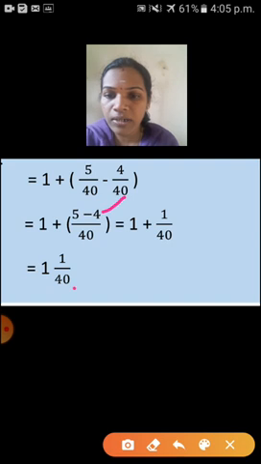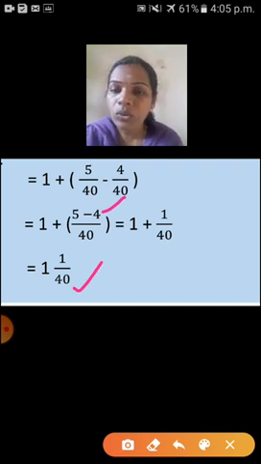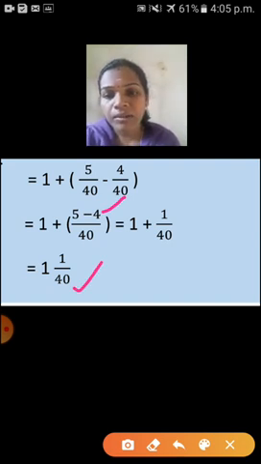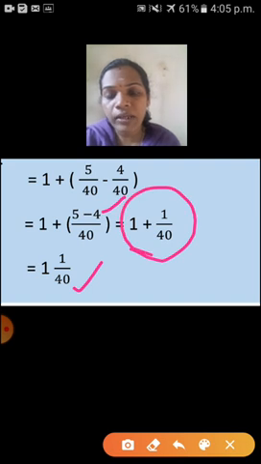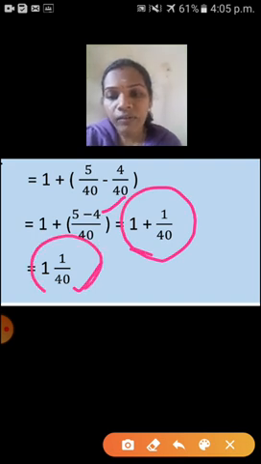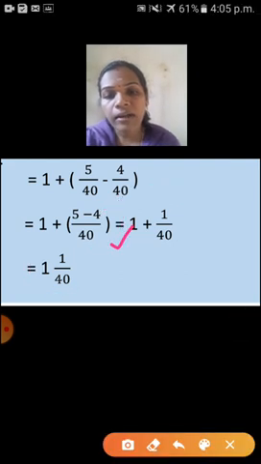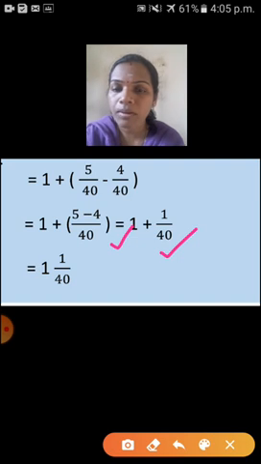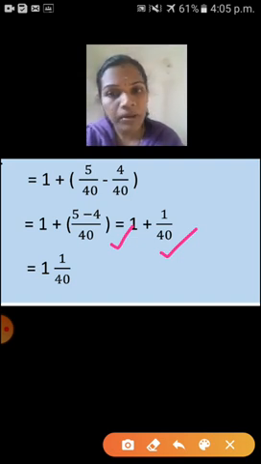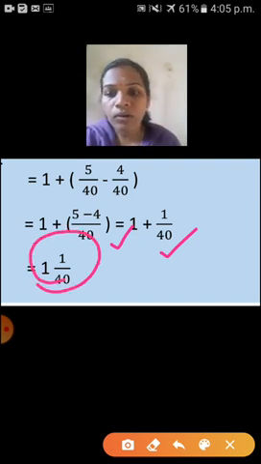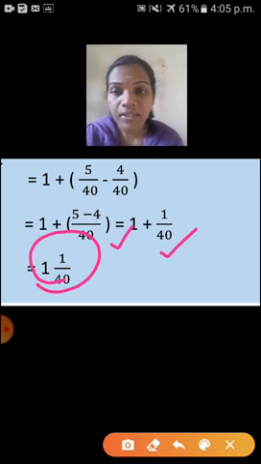Okay, understood, children? This is your final answer. That means 1 plus 1 upon 40. So when you are writing that final answer, this whole number and fraction you have to combine. That means 1 1 upon 40. So you got your final answer. Children, understood? Shall I go to the next? Next one is what? Fourth sum.